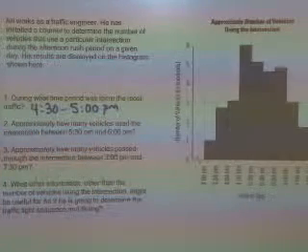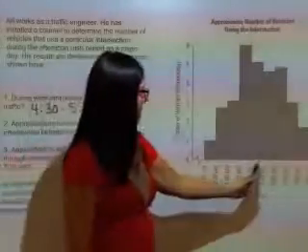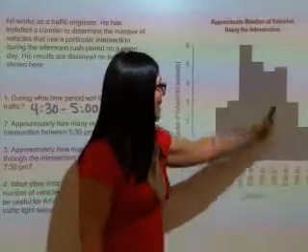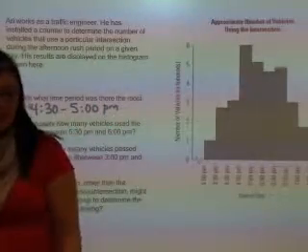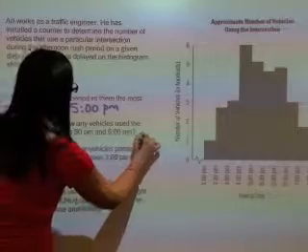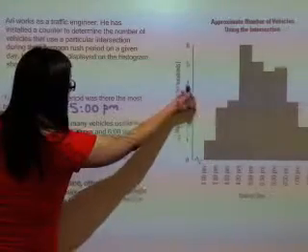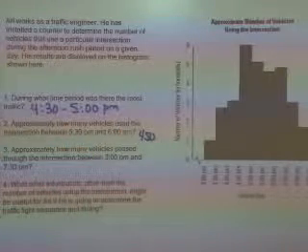So approximately how many vehicles use the intersection between 5:30 and 6? So that's between here. So how many vehicles do you get? I'm thinking about 450 maybe? Because remember, this is 400 and this is 500. That's what this right here is telling me.